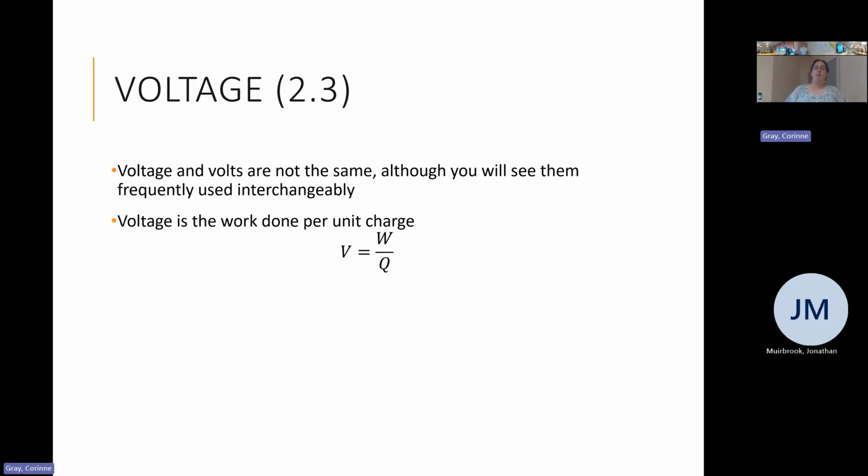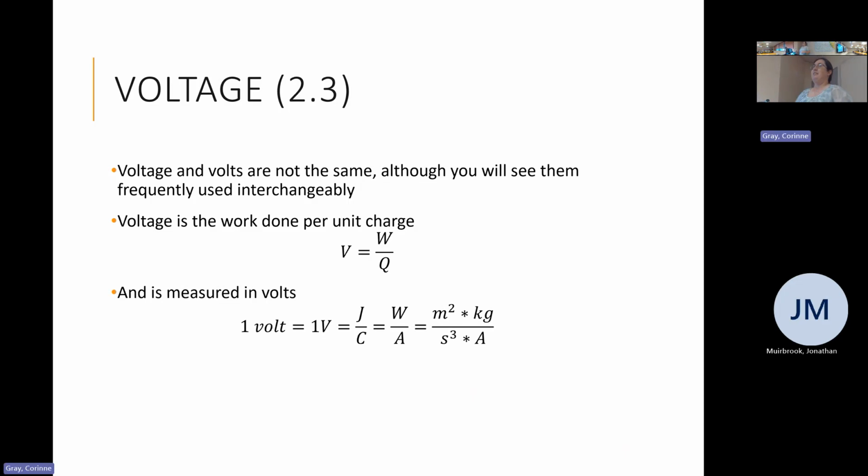Our symbol for both voltage and volts is going to be the capital V, because again, why not? So here we have this capital V, our voltage. It is equal to W, being work, divided by Q, which is our charge. The voltage is the numerical value for the energy it takes to move the charge from one location to another.